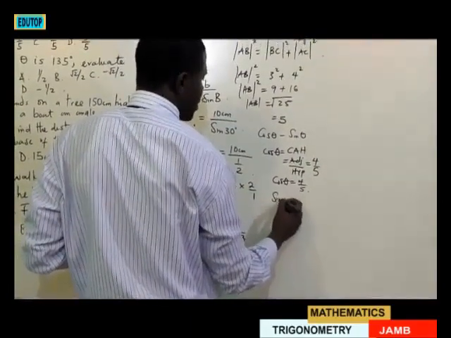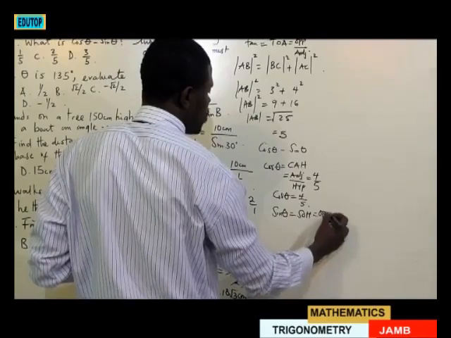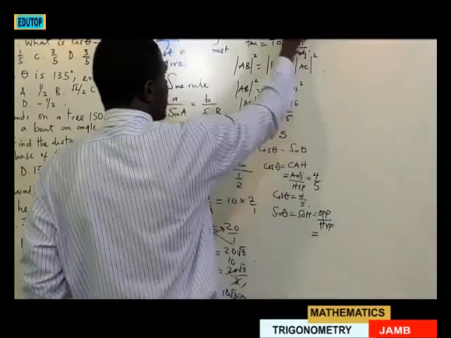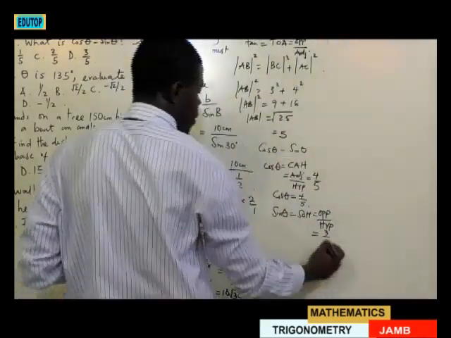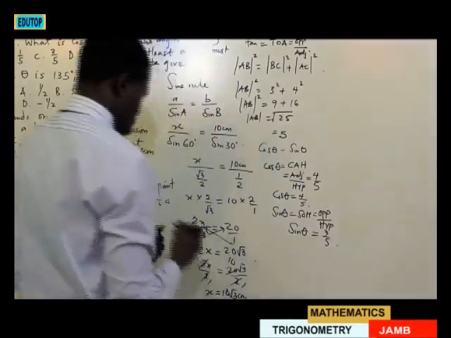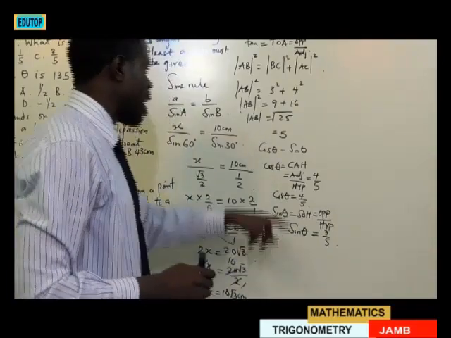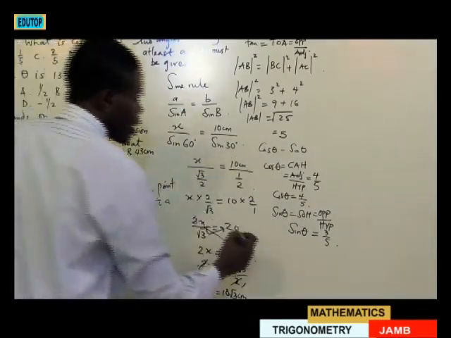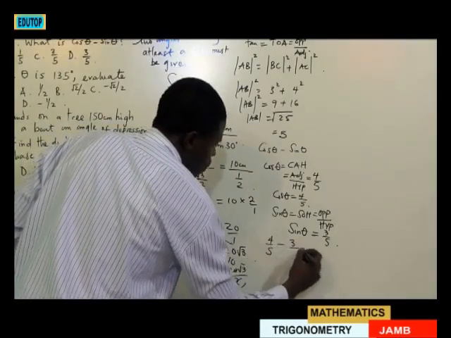Then sine theta. Sine theta means SOH. What is SOH? SOH means opposite over hypotenuse. What is our opposite to this angle? The opposite is 3. What is our hypotenuse? Our hypotenuse is 5. So definitely we've been able to find a fraction for both cos theta and sine theta. Let's now go to our question, which is cos theta minus sine theta. So what is our cos theta? 4 over 5 minus sine theta, 3 over 5.